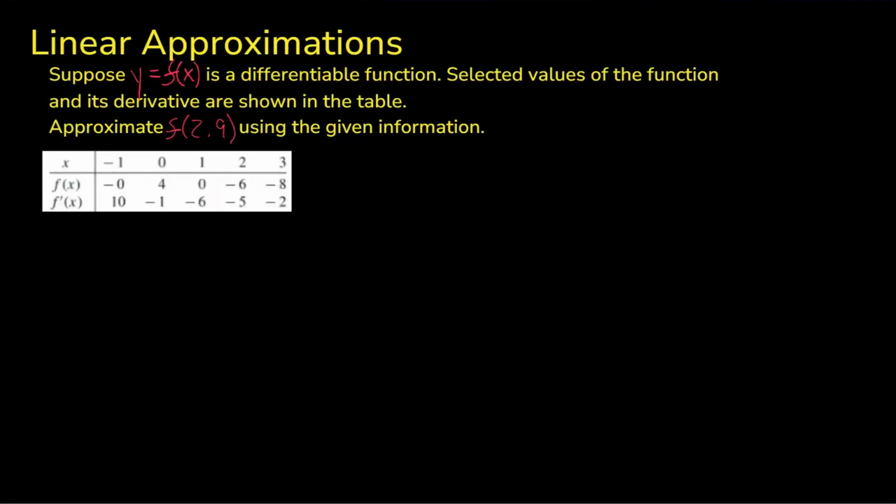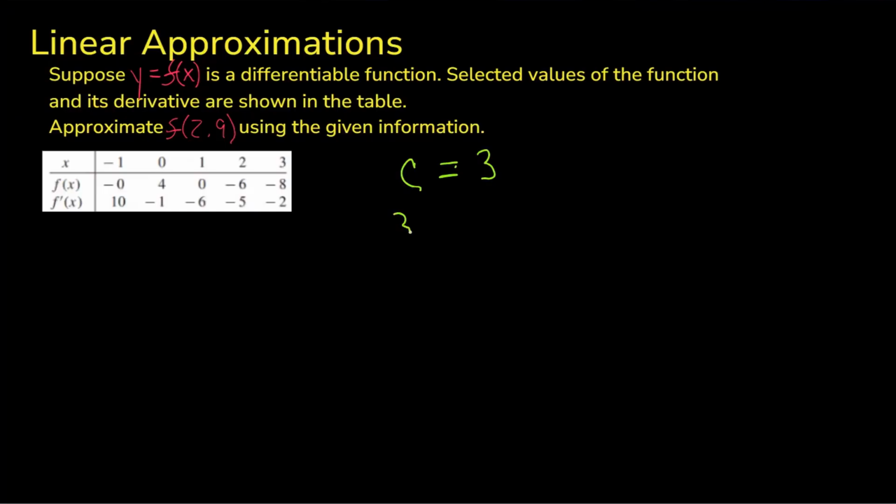Here's another way you may see one of these problems come up. Suppose y equals f of x is a differentiable function. You have values of the function and its derivative in the table, and we want to approximate f of 2.9. That means that the c value that we want to use is the value in the table that is closest to 2.9, which is going to be 3.